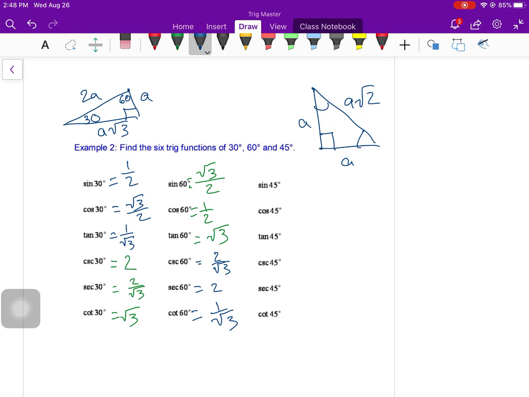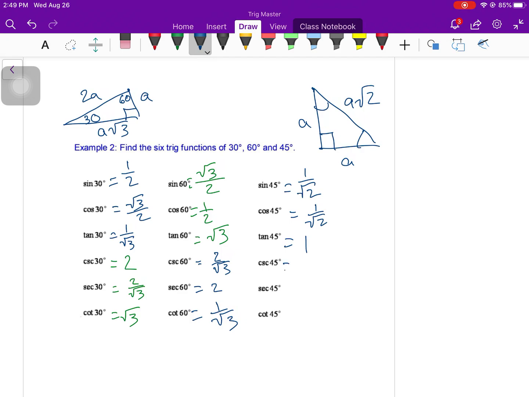This one should go a lot faster because cosine and sine are going to be the exact same thing, okay, because the opposite and the adjacent side are always the same. In this case, it's a special right triangle. So when I simplify, I've got 1 over square root of 2, because I would have a over a square root of 2. Same thing here. Tangent of 45 is 1.